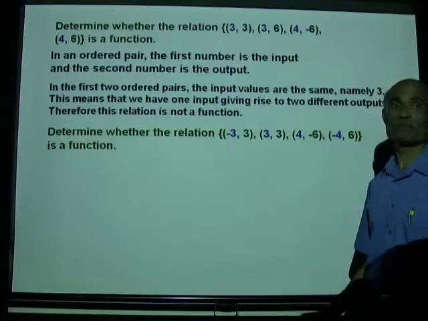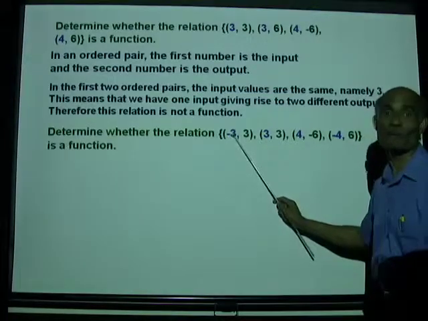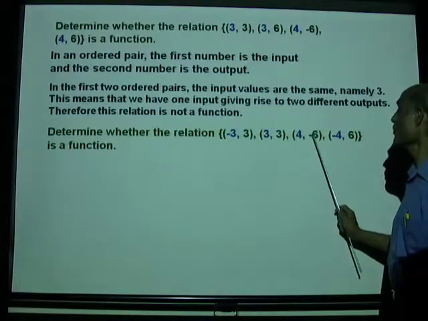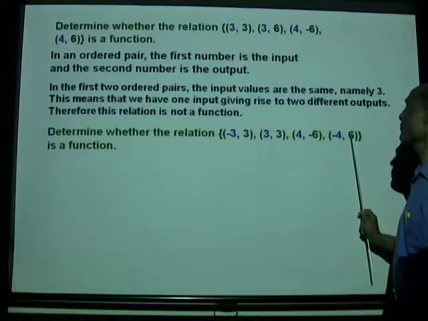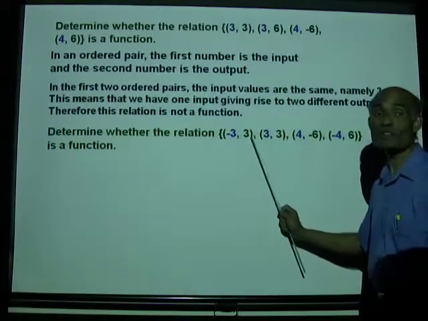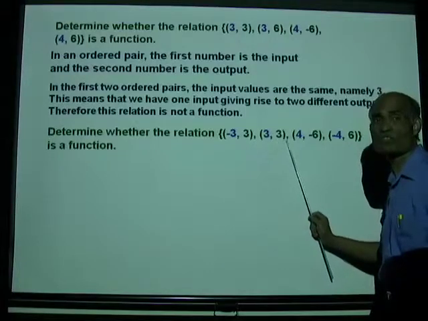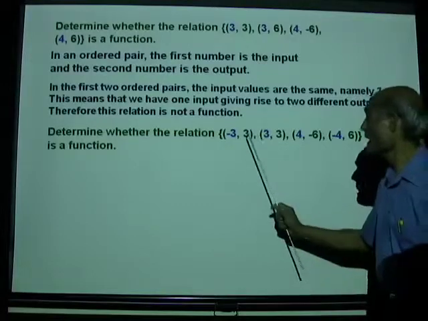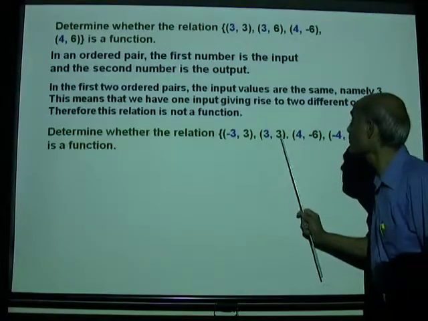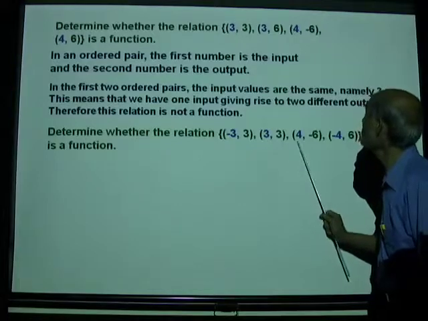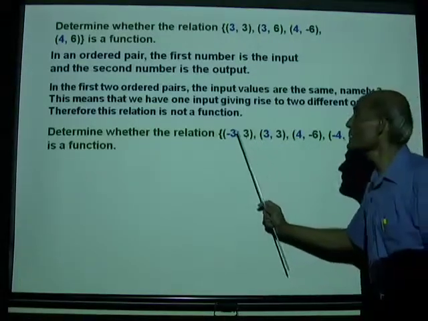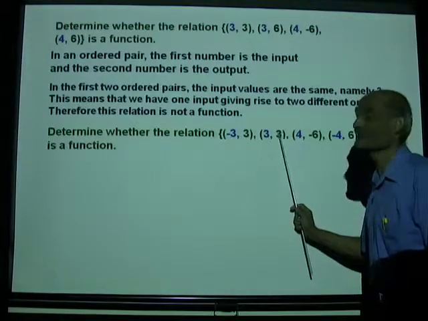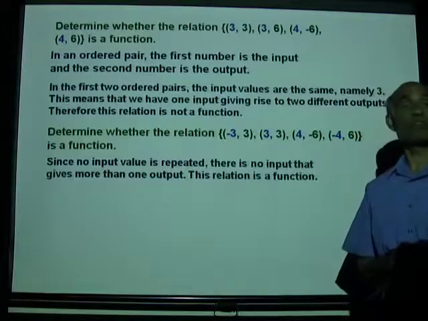Alright, try the next one. Another set of ordered pairs: (-3, 3), (3, 3), (4, -6), (-4, 6). If you look at this set, tell me, does this describe a function? Well, if you notice, no input is repeated. That means each input represents a unique output. That means this is therefore a function.